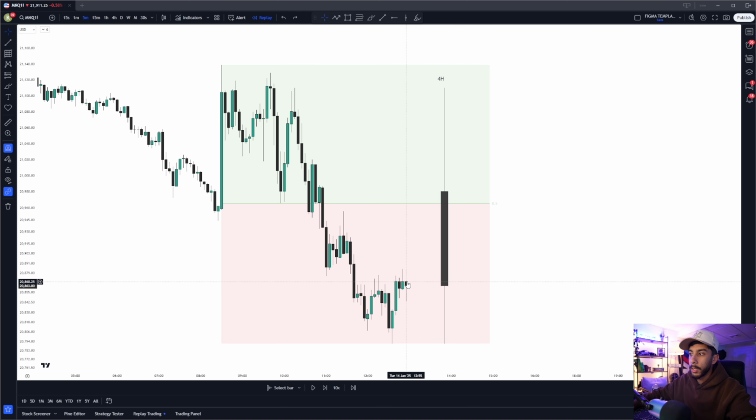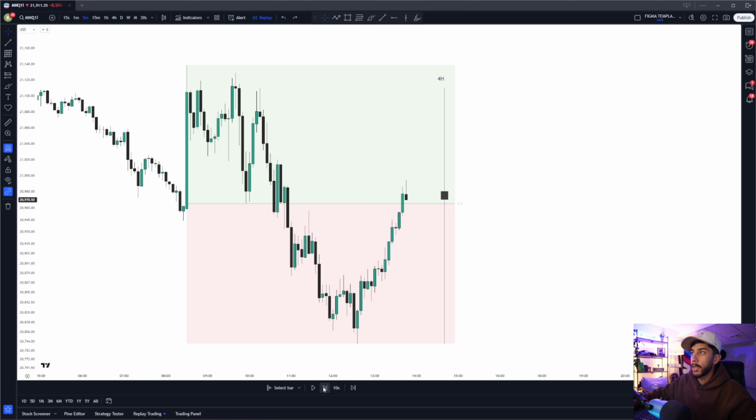The time currently is 1 p.m., right? We want to wait till 2 p.m. because that is the brand new 4-hour open. We have a PO3 happening there. So that's more than likely where this short trade is going to take place. So let's see what price does as it comes up into this premium area.